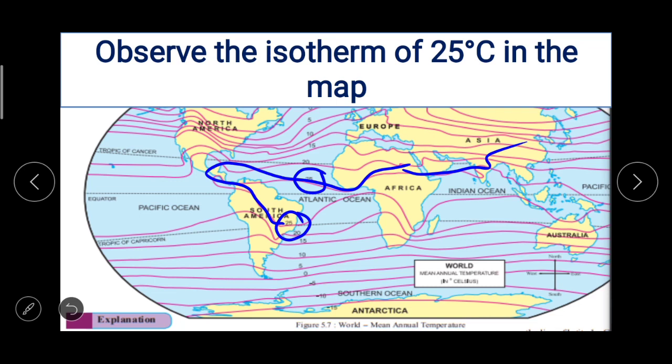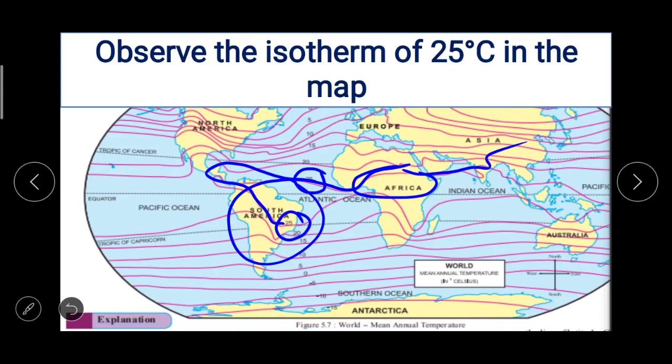The isotherm lines occupy some parts of the continents of South America, here, Africa, here this 25 line is going, 25 degrees Celsius, Asia and Australia. A very limited portion of the Pacific Ocean is occupied by this isotherm. You can, by using your textbook, easily observe this.